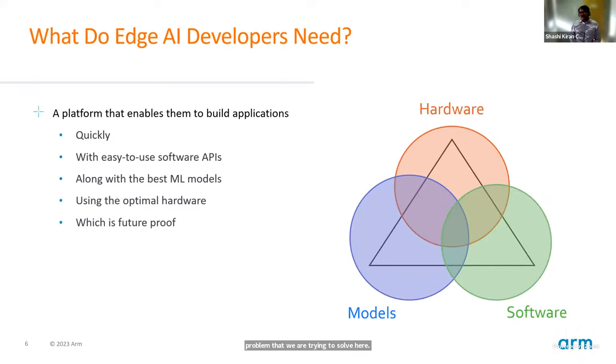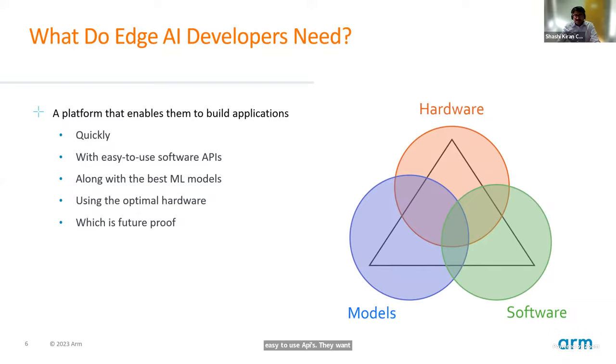How to enable rapid development of edge AI applications. Now we know to build AI applications at the edge, developers need a platform that allows them to do this very quickly. The market is moving very fast. Everybody wants to have their product come out very quickly. And they should be built with software that has very easy to use APIs.